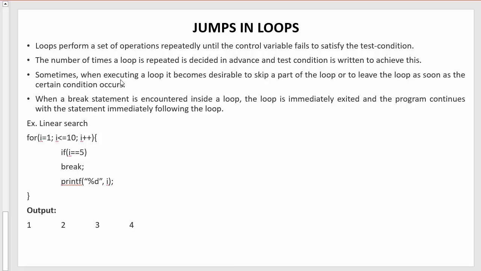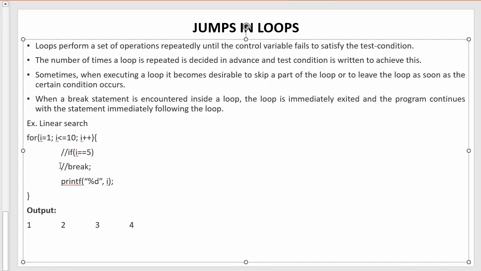The next point is that sometimes when executing a loop, it becomes desirable to skip a part of the loop or to leave the loop as soon as a certain condition occurs. So how does a for loop work? As you can see here, I have started a for loop, and with the help of this for loop you want to display the numbers from 1 to 10. Then you will use a for loop with the variable i equals 1, i less than or equals to 10, and then i plus plus. Then you will just print i.